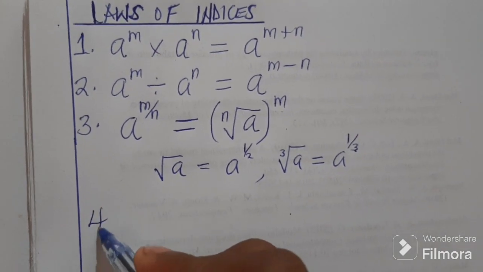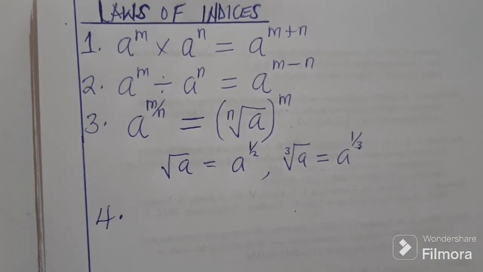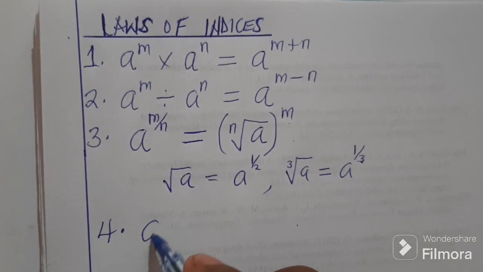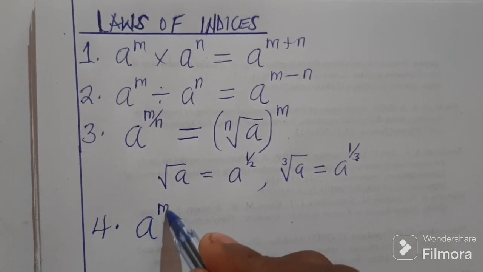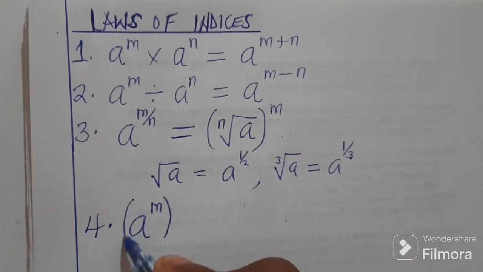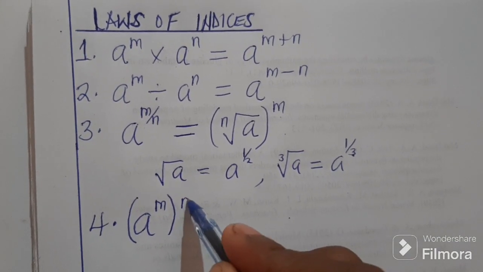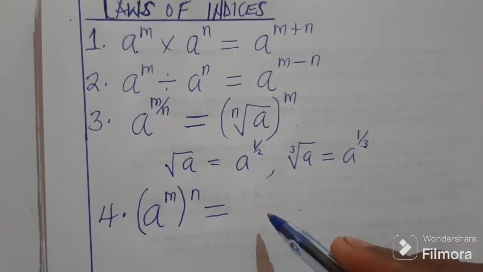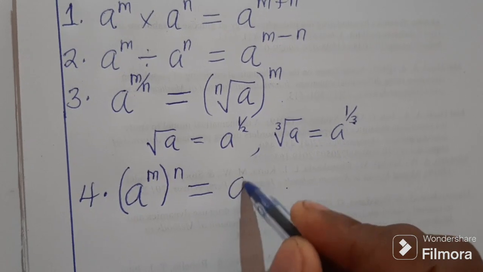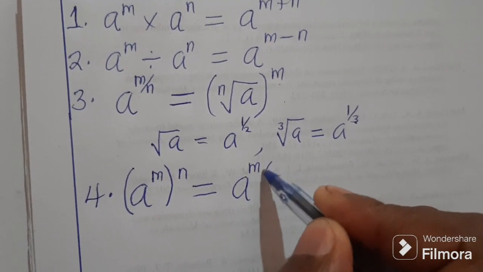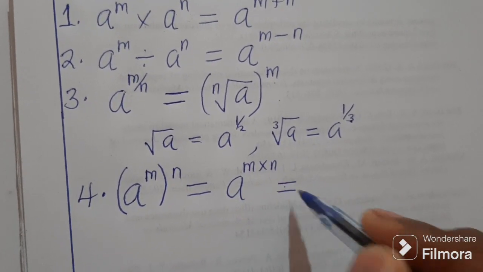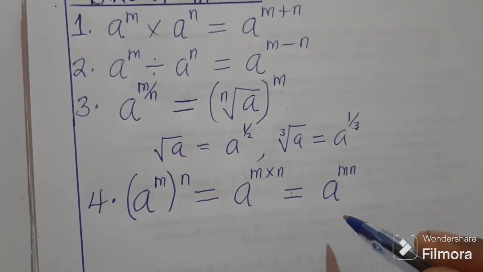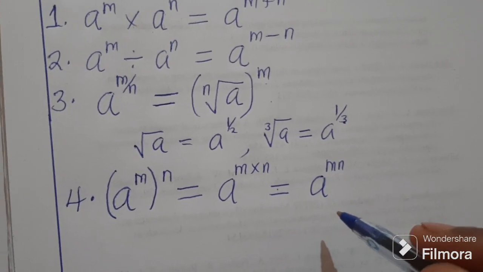Let's look at law number 4. Suppose you're given a number A raised to a power M, and then the whole of this is raised to the power N. Using indices, this simply means A to the power of M multiplied by N, which is A to the power MN, because MN here means multiplication.